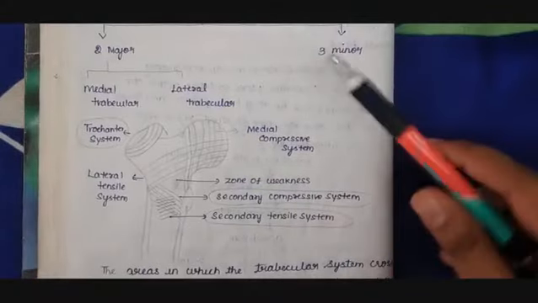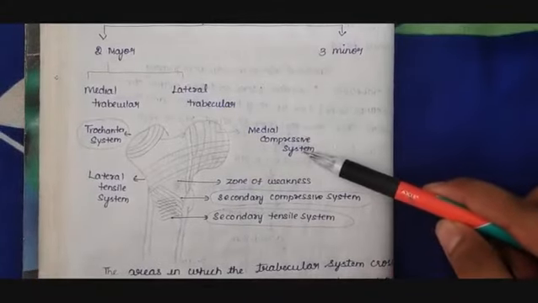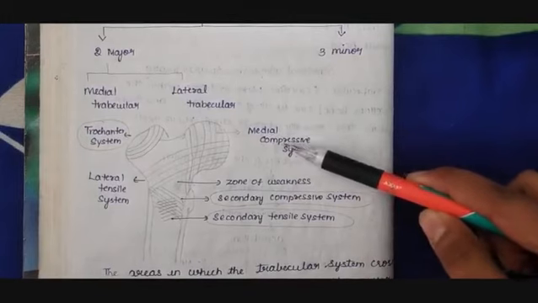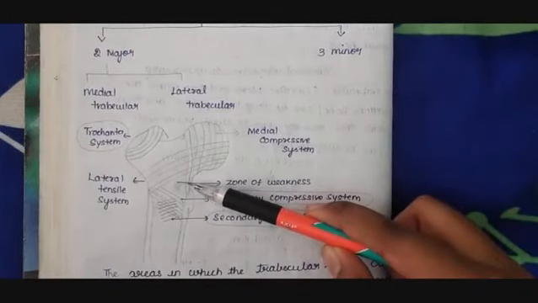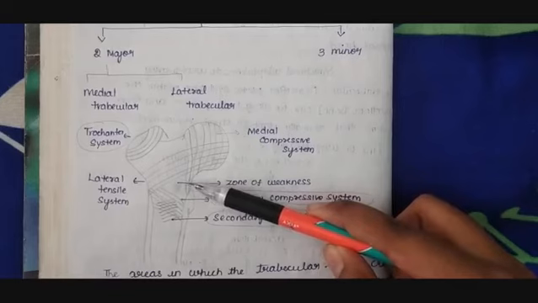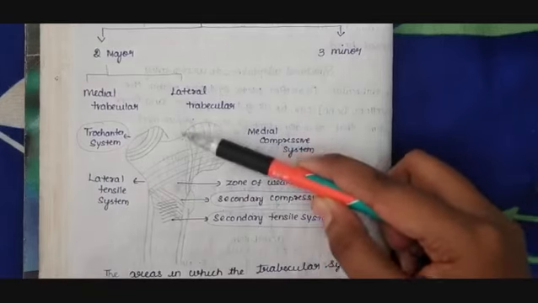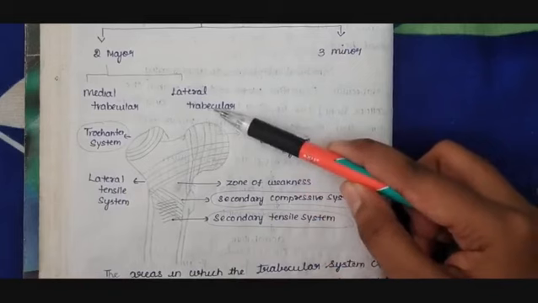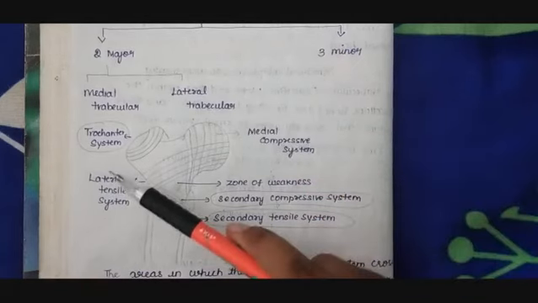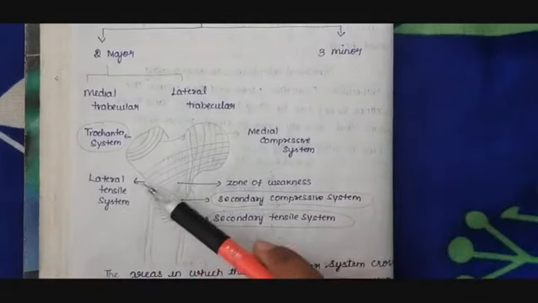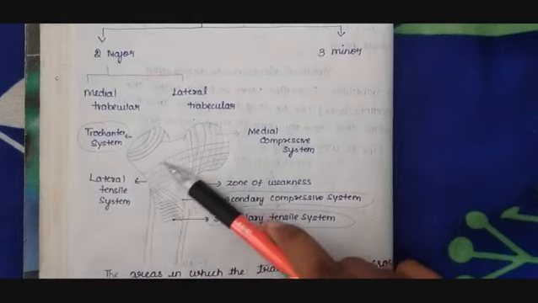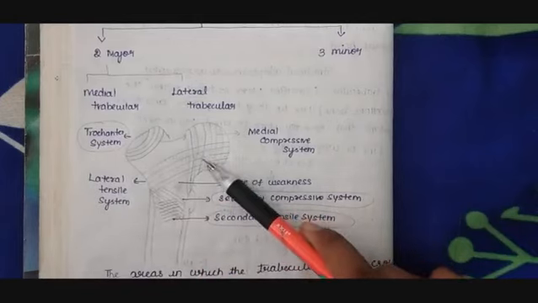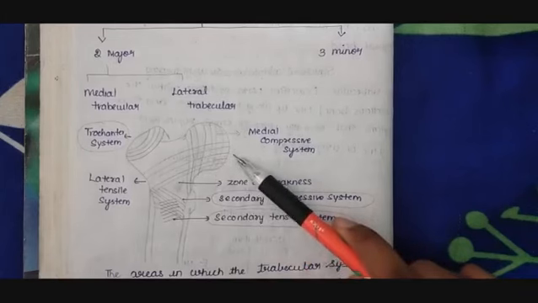Now let us discuss the medial compressive system. This medial compressive system arises from the medial cortex of the upper femoral shaft and terminates on the superior aspect of the head of the femur. Whereas the lateral tensile system arises from the lateral cortex of the upper femoral shaft, crosses the medial compressive system and terminates on the inferior aspect of the femoral head.